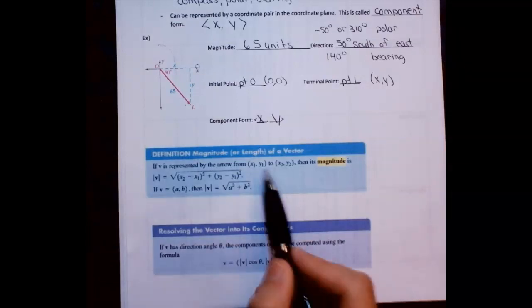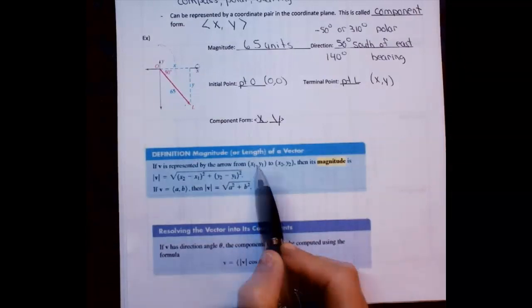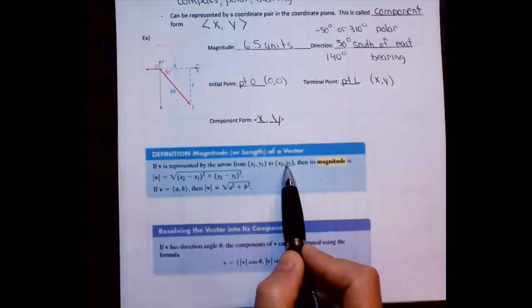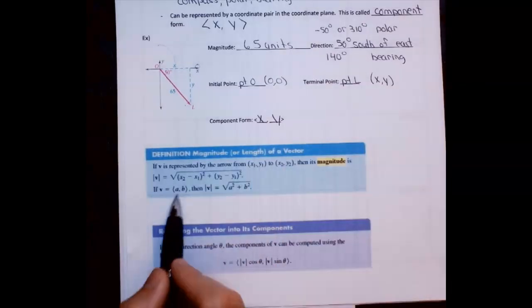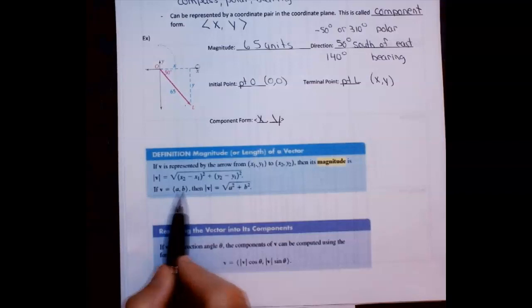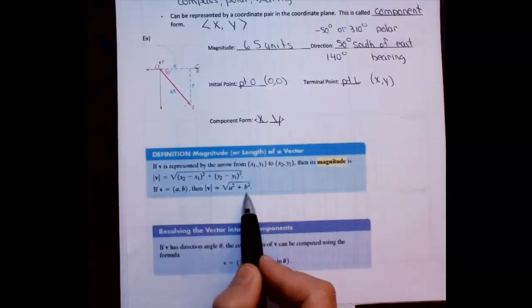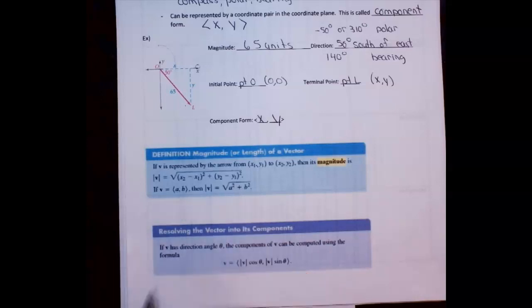And that is going from this initial point to this point right here. If you had it directly in component form, which is what we have here, the other way we could do it is just go and use the Pythagorean theorem. And again, we'll look at a couple of these, just denoting some symbolism here.